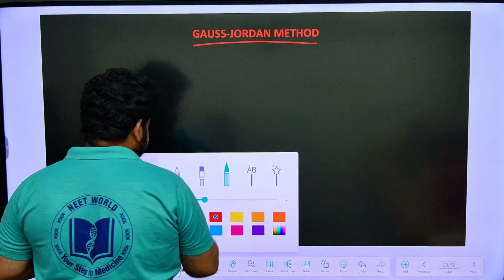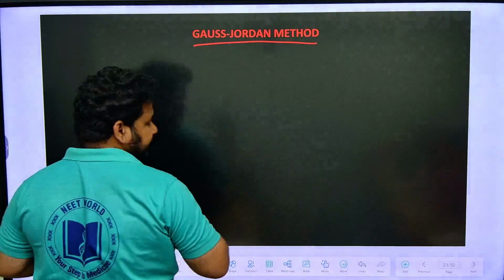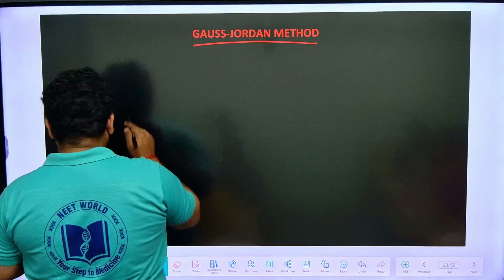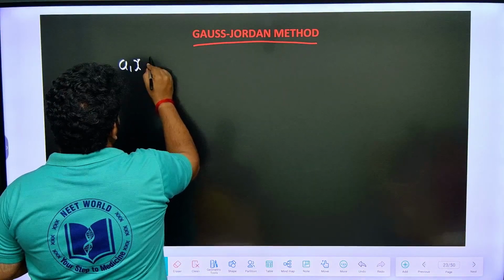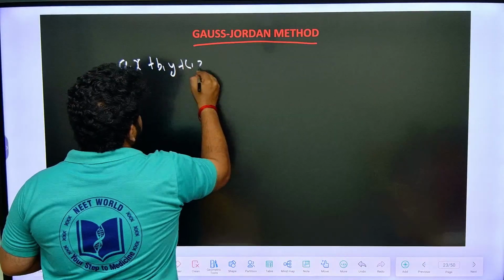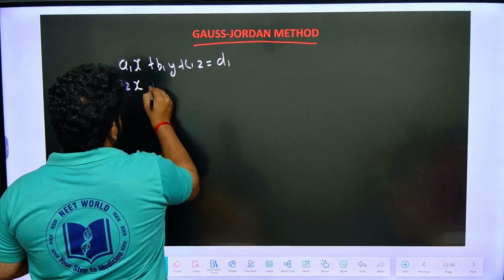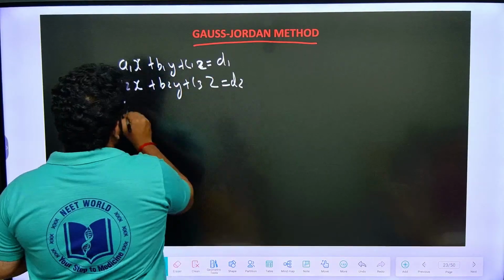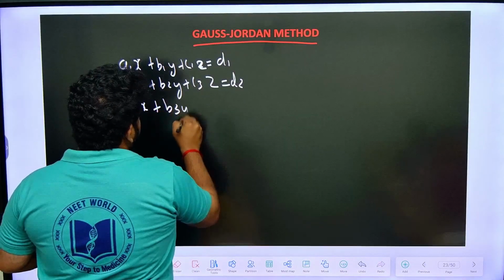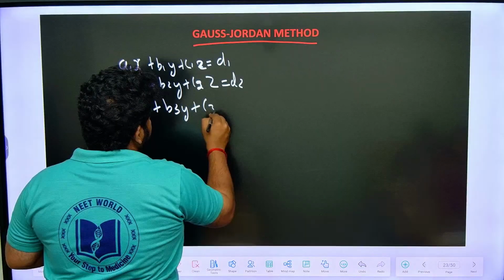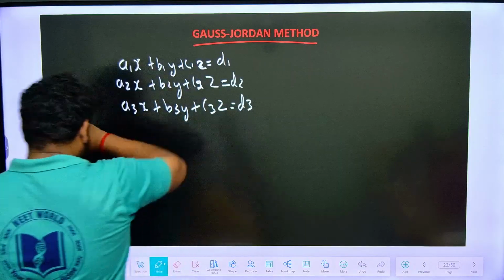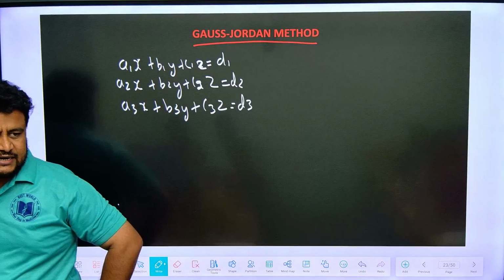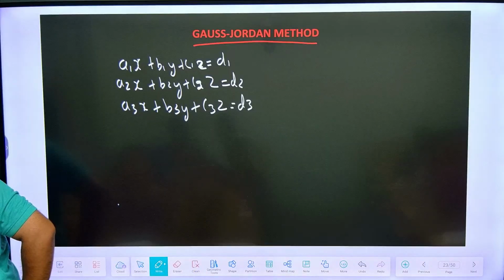Here we study something called augmented determinants, that is AD. Suppose they have given an equation like this: a1x plus b1y plus c1z is equal to d1, a2x plus b2y plus c2z is equal to d2, a3x plus b3y plus c3z is equal to d3. Here we combine and write A and D, we will not write x.